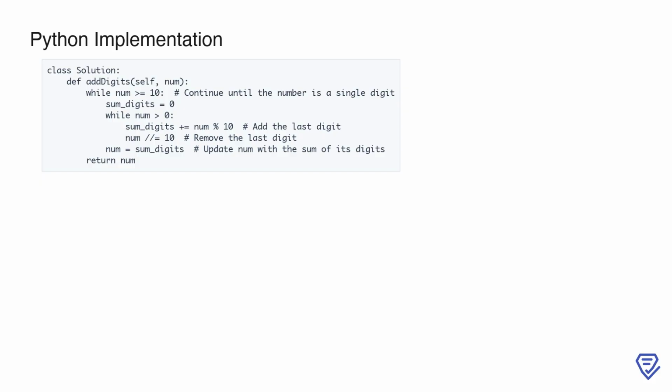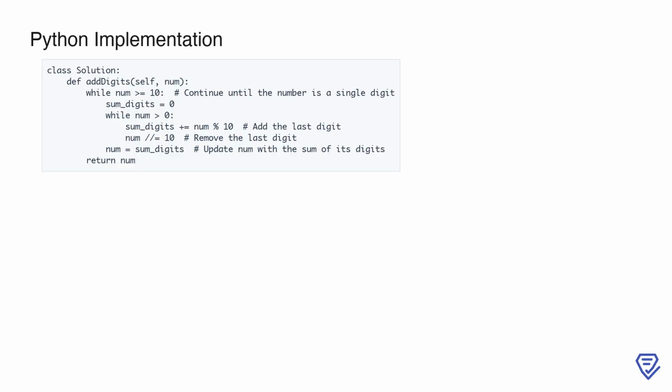2. Inner while loop. Inside the outer loop, we use an inner while number > 0 loop to sum all the digits of the current number. This is done by repeatedly extracting the last digit using number % 10 and adding it to the sum_digits variable. We then remove the last digit by performing integer division, number //= 10. 3. Update number. After summing all the digits, the number variable is updated to the value of sum_digits, and the process repeats if necessary. 4. Return the result. When the outer loop exits, the number is guaranteed to be a single digit, which is returned as the result.